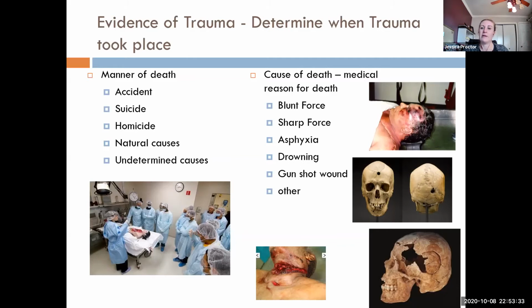Cause of death is essentially the medical reason. So was it blunt force trauma? Essentially, what caused their heart to stop beating? Was it blunt force trauma? Was it sharp force, like a stabbing? Was it asphyxia? Were they strangled? Did they drown? Was it a gunshot wound or other?